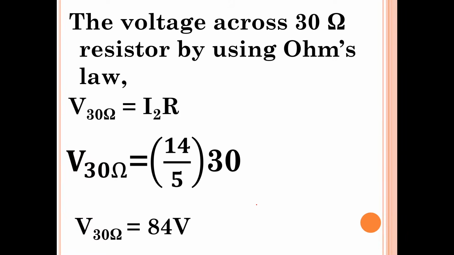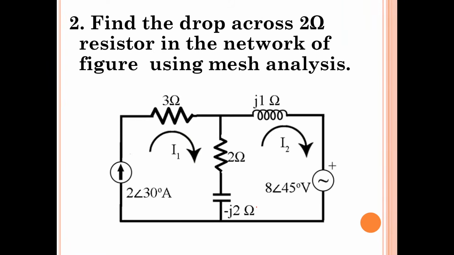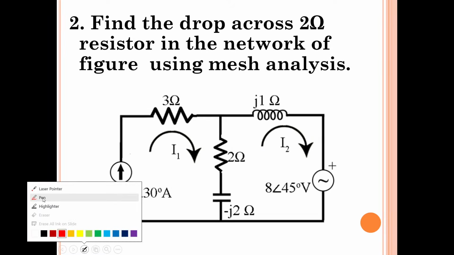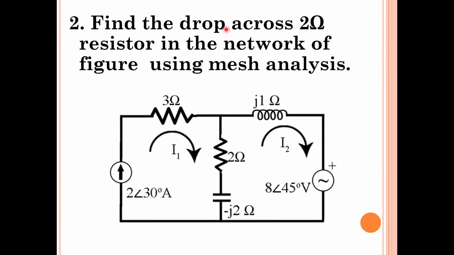Okay, let us go to the next numerical problem. Here I have taken an AC circuit. In this problem, you have to find the drop across 2 ohms. What is meant by drop? Drop means nothing but voltage drop. They didn't mention voltage drop here, they have simply mentioned drop. Drop means always voltage across, voltage drop or voltage simply.